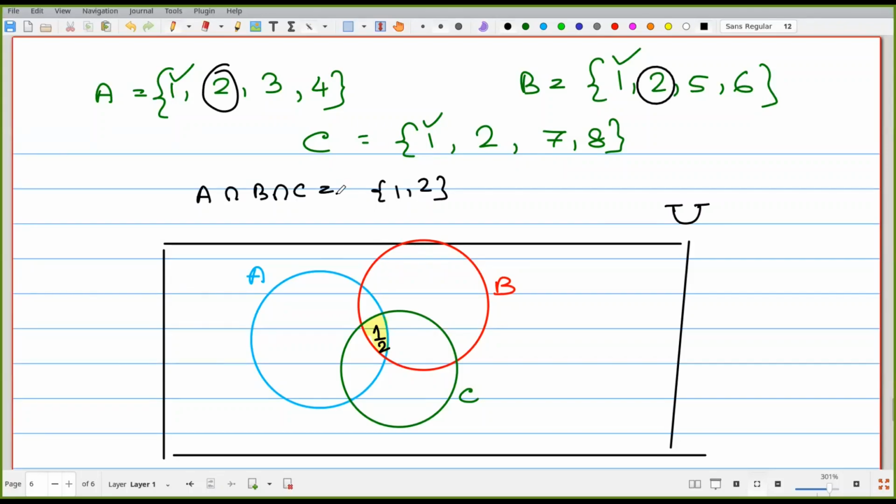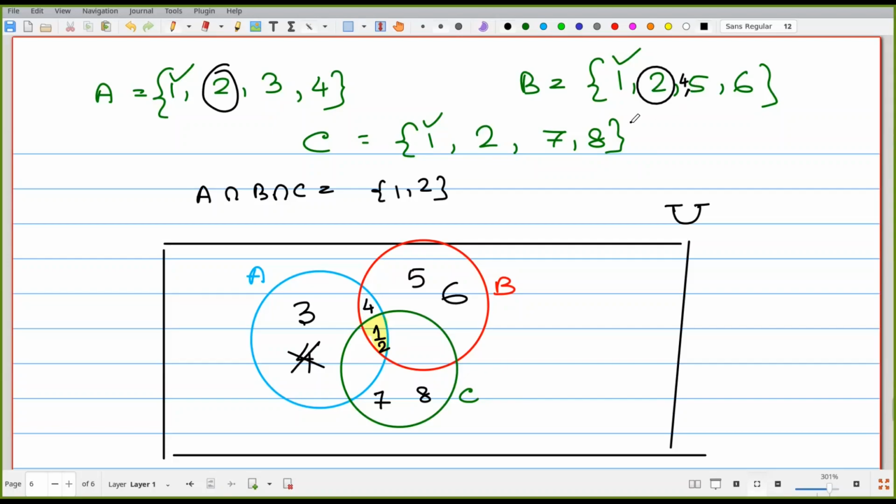Okay, then 3, 4 not present in B or C, so that must be 3, 4. Then for B, that is 5, 6. For C, that is 7, 8. Suppose here I am writing 4. So that means 4 must be in set A and set B also, but not all. So 4 must not be here. 4 must be here.